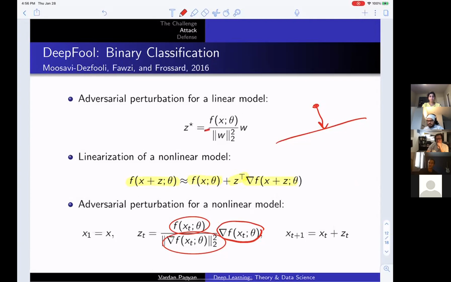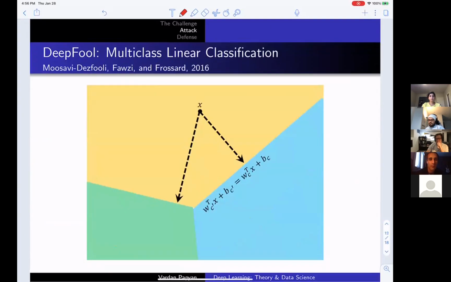Yeah, it might be the case that I'm missing a negative. So we're running out of time, so let's keep the questions to the end of the lecture.